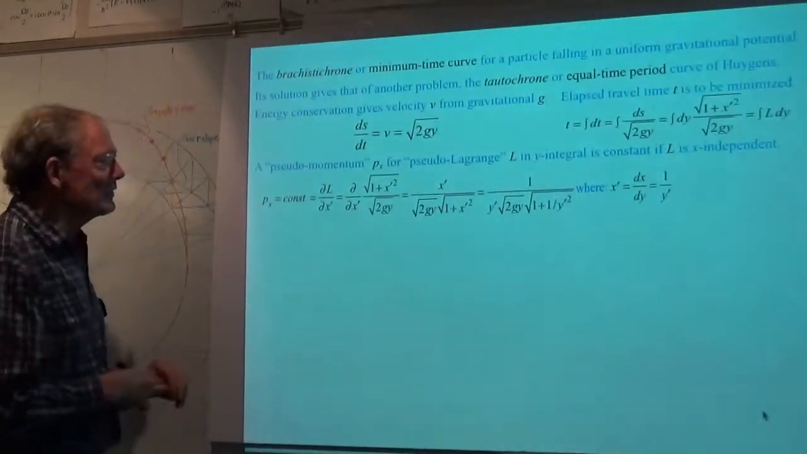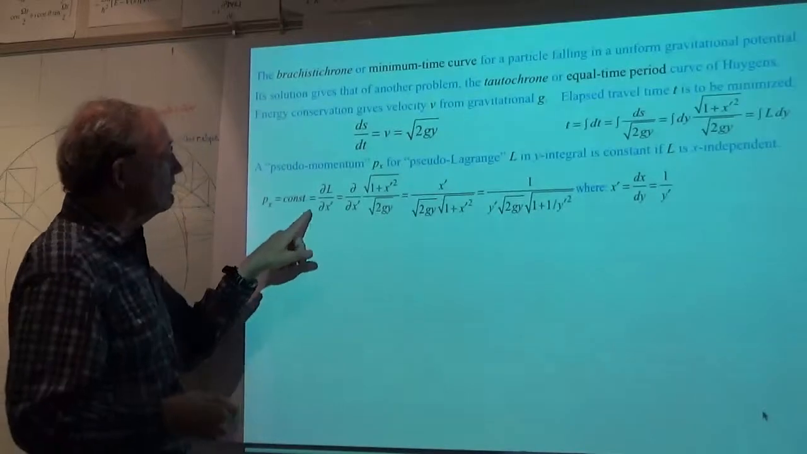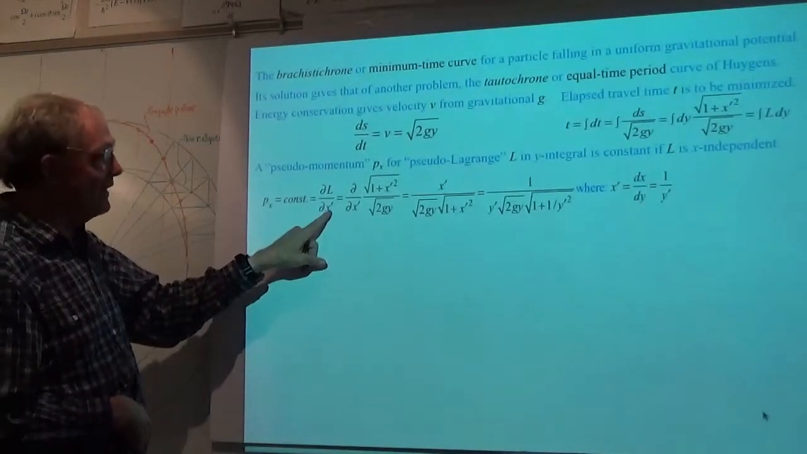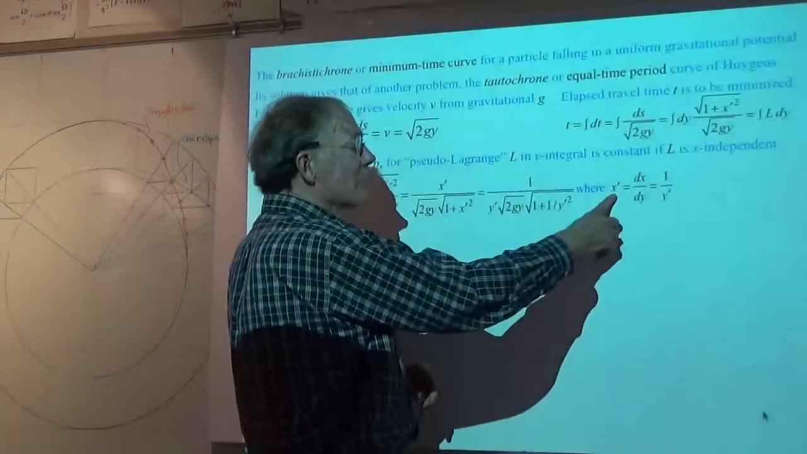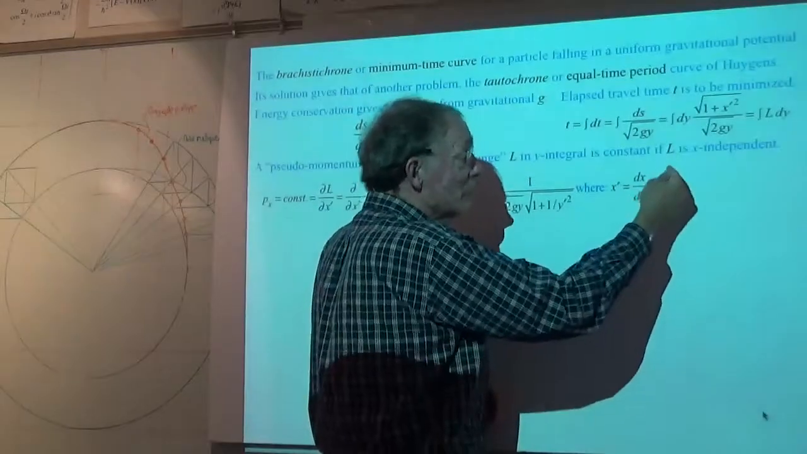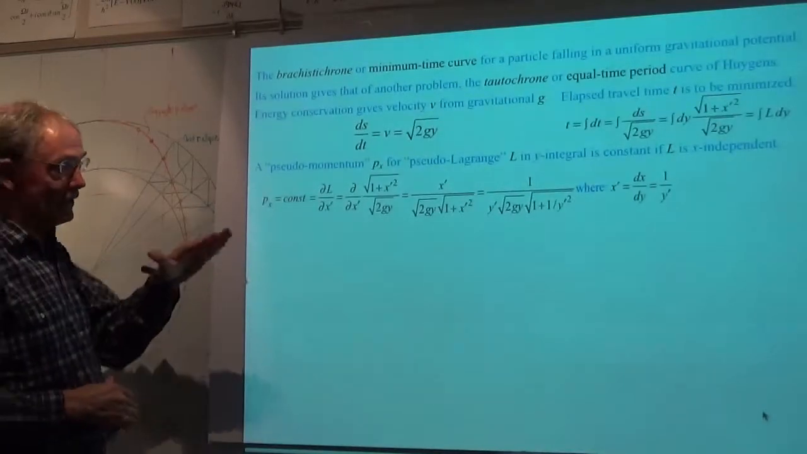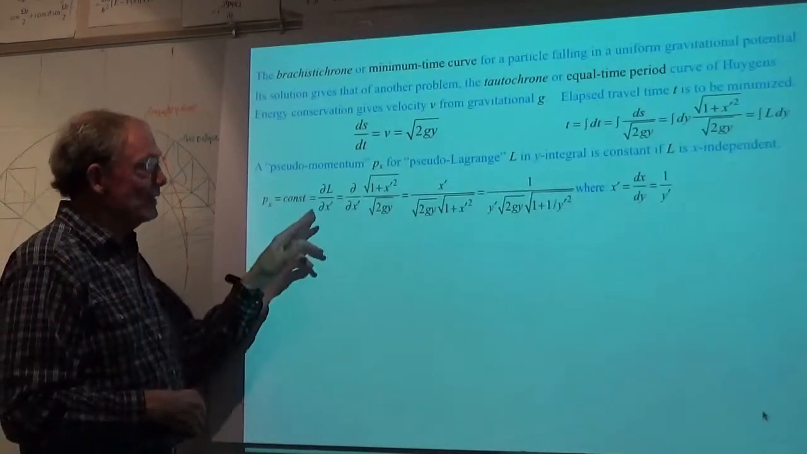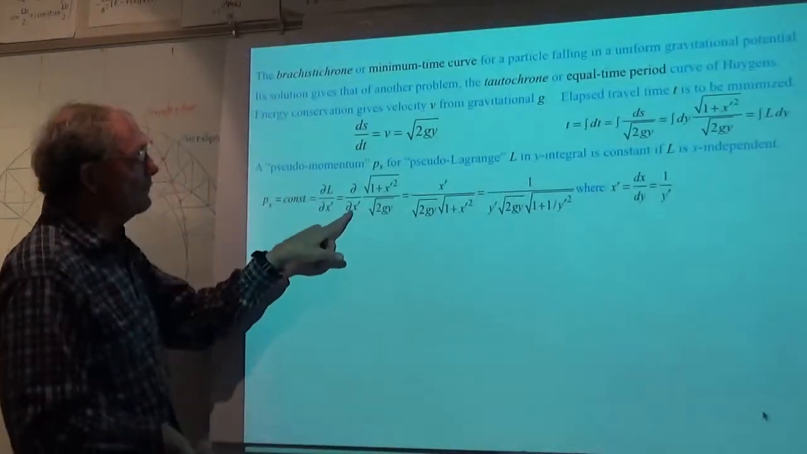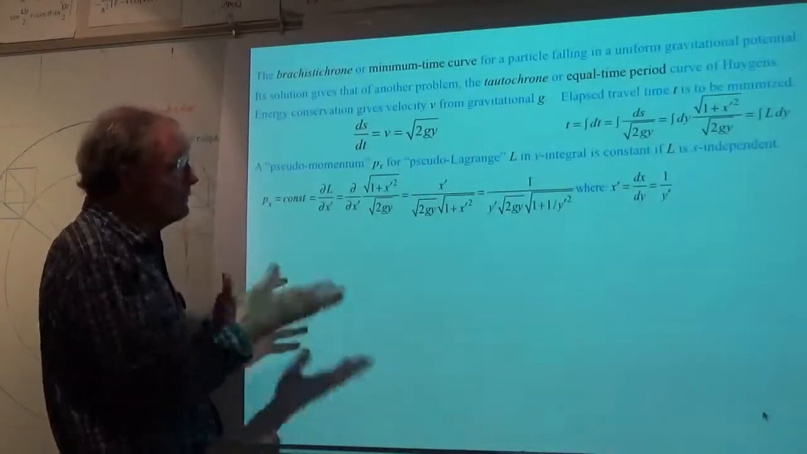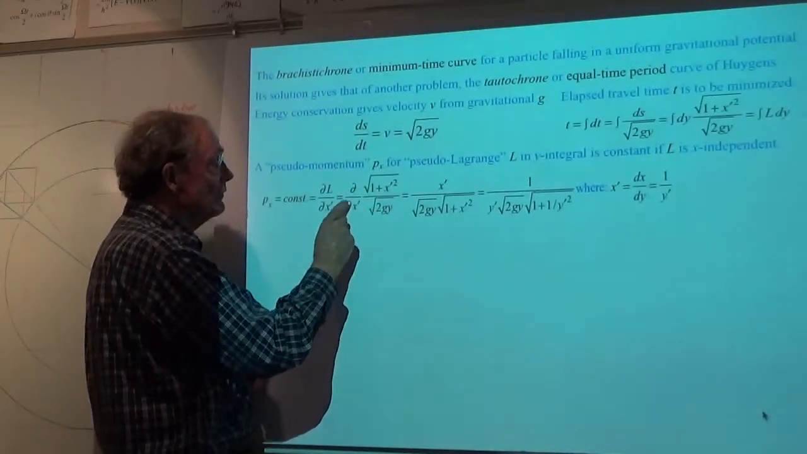There's nothing else. But I do have a pseudo-momentum here that is constant, because of the partial derivative with respect to x dot, that's x with respect to y here, so we call it x prime. And here's the definition. x prime is dx/dy, and that of course is 1 over y prime, which is dy/dx. We're talking about the slope here. I'm taking the partial with respect to that, assuming that's the variable that defines this pseudo-Lagrange integrand.